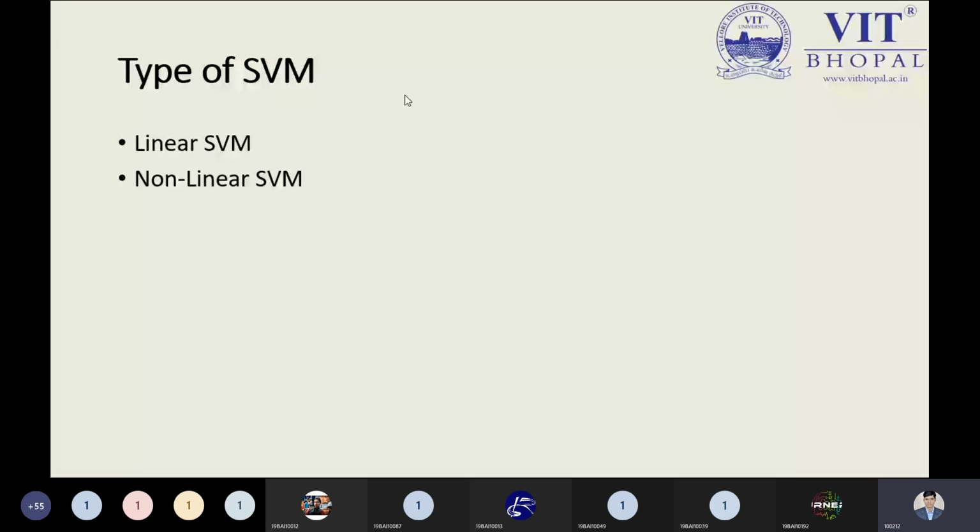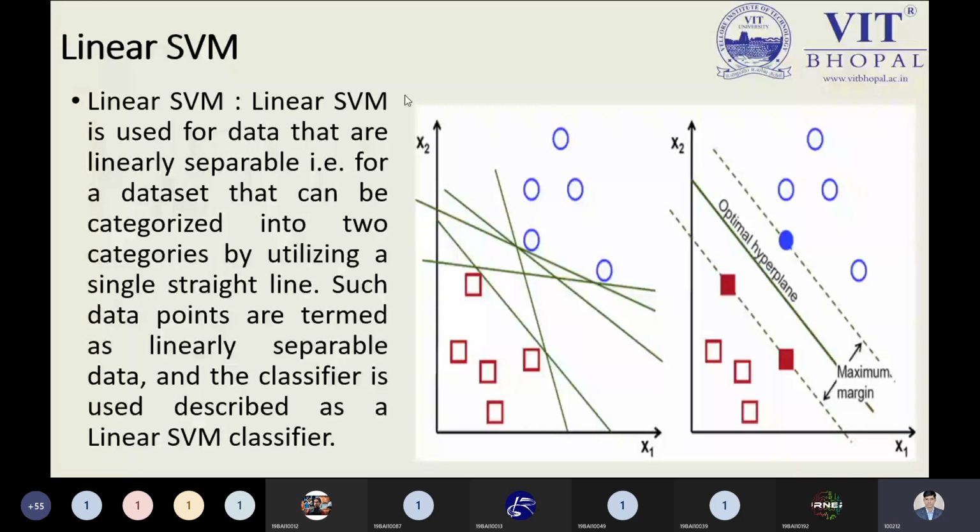This linear support vector machine is a very simple support vector machine, which describes the information by the hyperplane. Here we have the data in a linear way, and at this point we can separate the data by a linear approach, which is known as linearly separable. So linear SVM is basically used for data that are linearly separable, or data sets that can be categorized into two categories using a single straight line. This straight line equation can be identified as y equal to mx plus c.